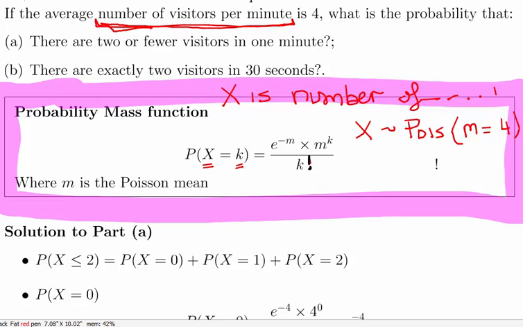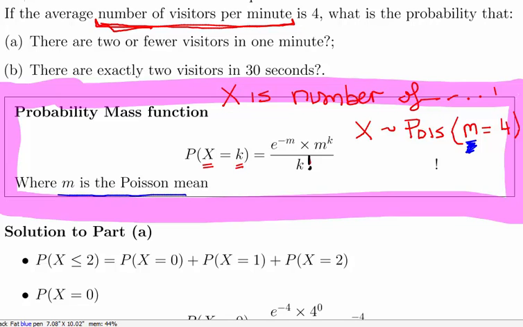Now, just a quick remark here. In other videos, I deliberately changed notation. So m here is the Poisson mean. In other videos, I use mu or lambda, and I deliberately mix up the notation a bit, just to keep you on your toes. So here, m is the Poisson mean. I wrote it down here.